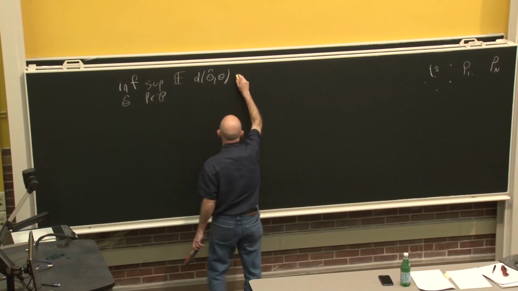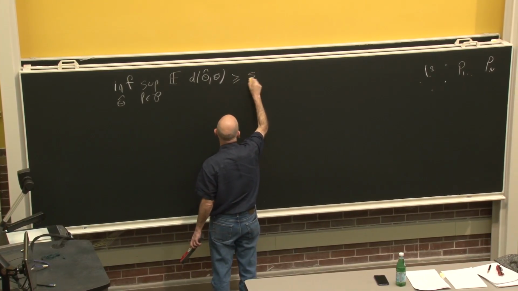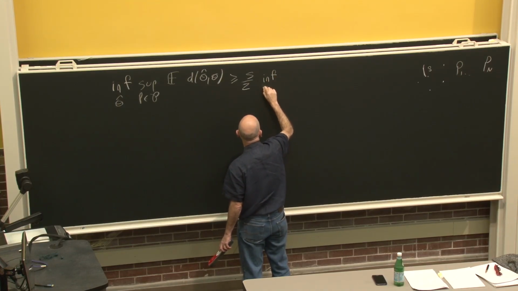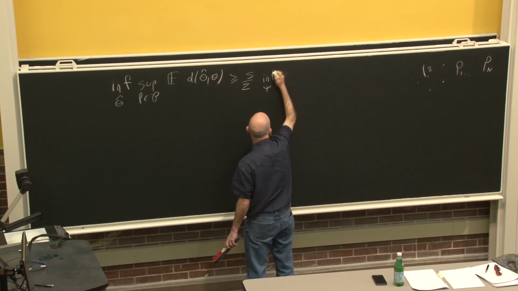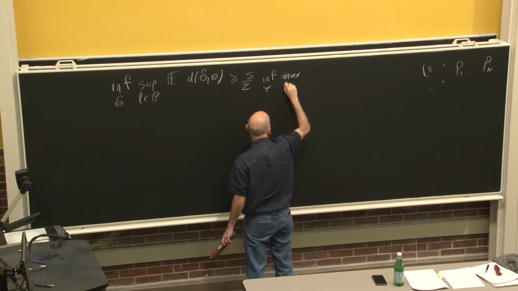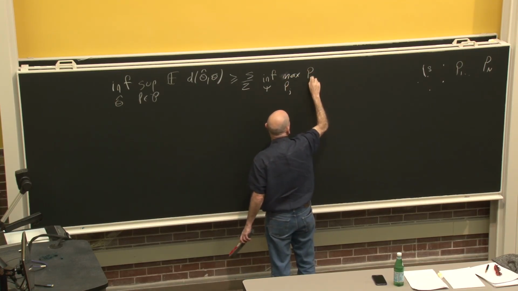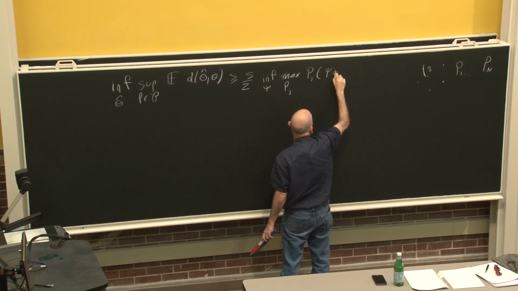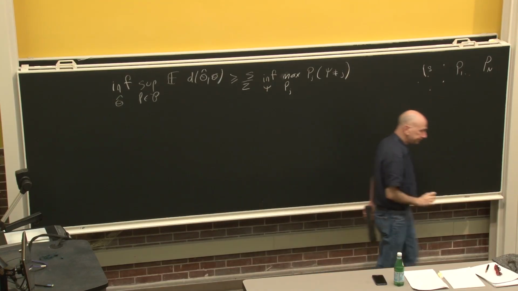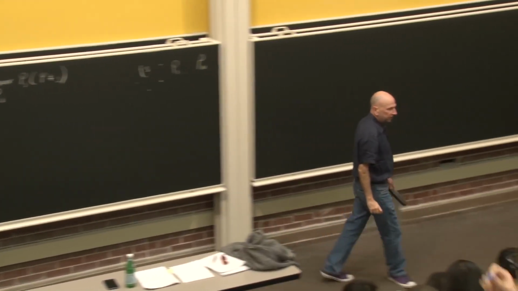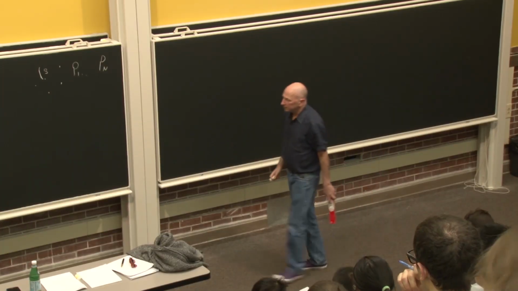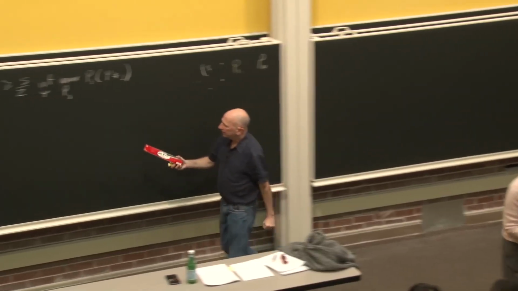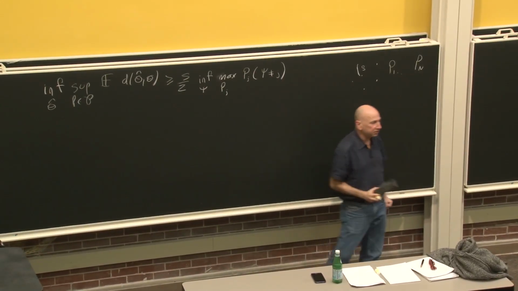And then we saw that that's bigger than or equal to s over 2 times the inf over all psi of the maximum of Pj times the probability that psi is not equal to j. That was our fundamental lower bound. Pick a finite set with some separation, and now we just have to find the maximum error probability of a selector.